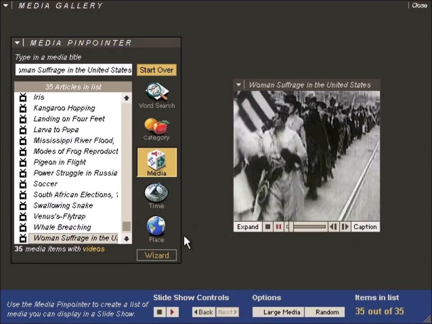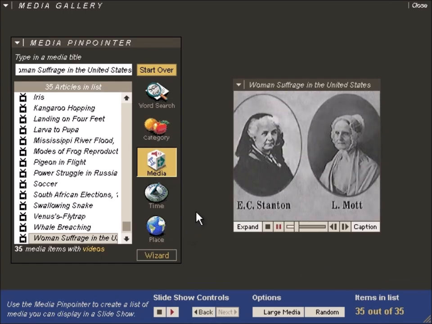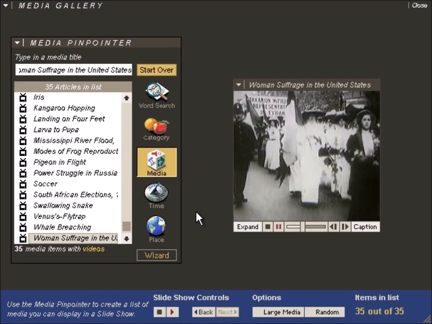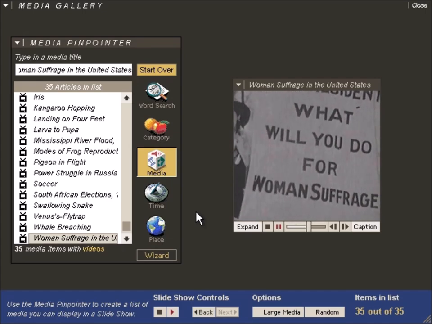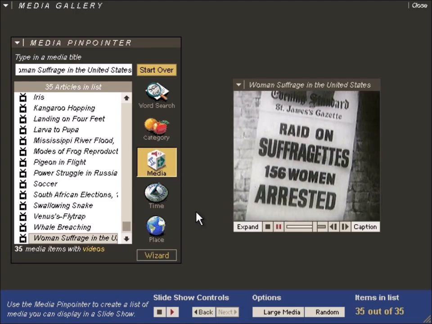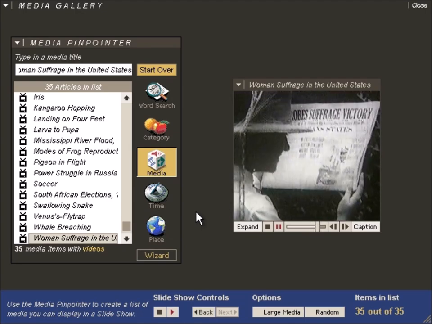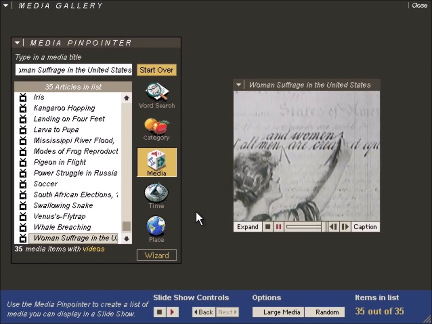Throughout the history of the United States, women have fought for equality. Feminists Elizabeth Cady Stanton and Lucretia Mott organized the first Women's Rights Convention in 1848, where they made the first public demand for voting rights for women. After years of organized rallies and civil disobedience, women in the United States finally won the right to vote in 1919 with the passage of the 19th Amendment to the U.S. Constitution.